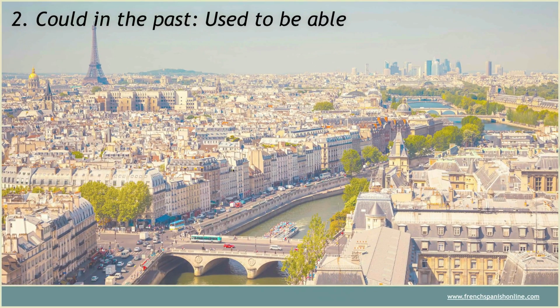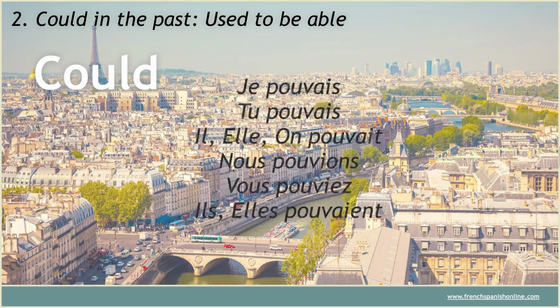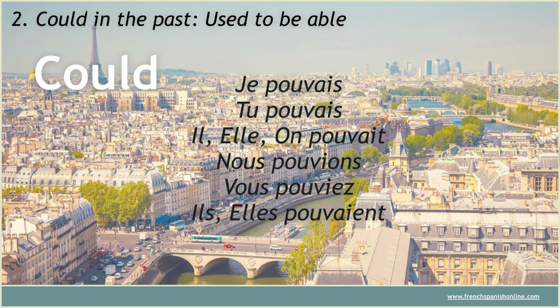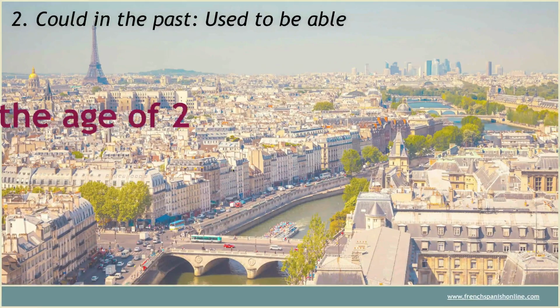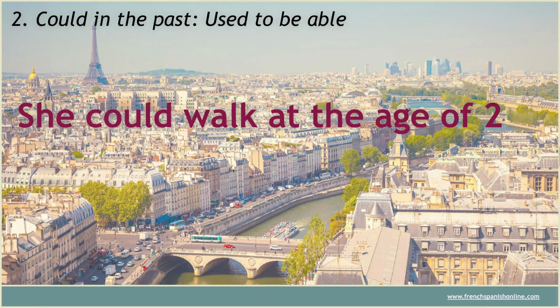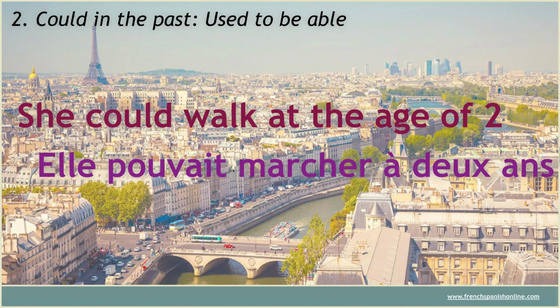Let's see now the second case, could in the past. The meaning is used to be able. So could in this case, we use l'imparfait in French, the imperfect tense. Je pouvais, tu pouvais, il pouvait, elle pouvait, on pouvait, nous pouvions, vous pouviez, ils pouvaient, elles pouvaient. Let's see some examples, of course. She could walk at the age of 2. So of course here you understand there is nothing to do with the conditional, it's a past event. So in French we are going to use l'imparfait. Elle pouvait marcher à 2 ans, ou à l'âge de 2 ans.